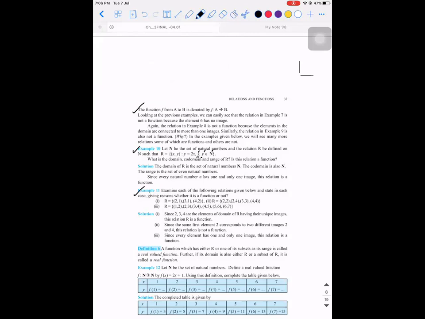So R is equal to {(2,1), (3,1), (4,2)}. This is a function. For it to be a function, the first element should not be the same: 2, 3, 4. Yes, it is a function.